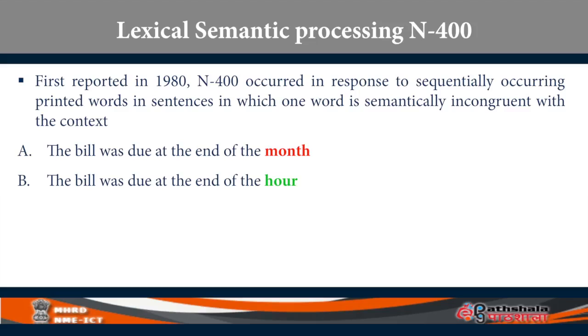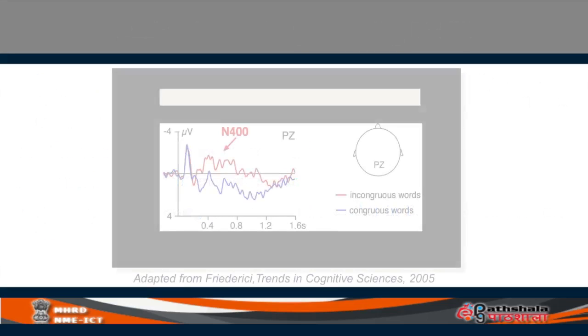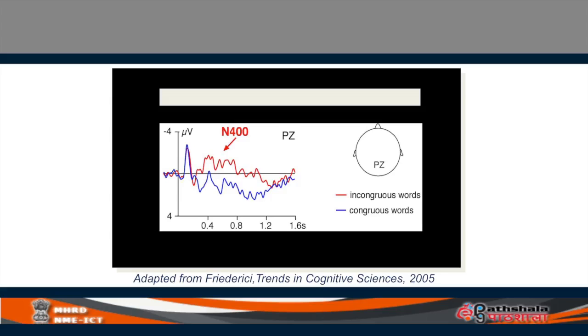So when you are processing sentences like that in B, where the last word is not adequately fitting in with the rest of the sentence, the brain throws up an ERP called N400, which is a negative peak occurring 400 milliseconds after the sentence hit you. Let's look at the results reported in Trends in Cognitive Science 2005. I have borrowed their picture to explain to you. N400 looks like this. It doesn't mean exactly at 400. N400 can occur anywhere between 400 and 800.